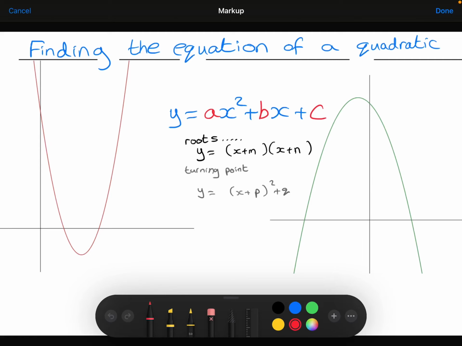This video is all about how we can find the equation of a quadratic when given some key information about it. We know that the general equation of a quadratic is y equals ax squared plus bx plus c. And we know that we can write it in factorised form to help us to find the roots of an equation. So if we know what these coordinates here and here are, that helps us to know what these are going to be.